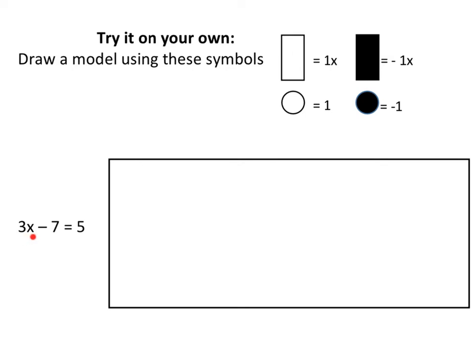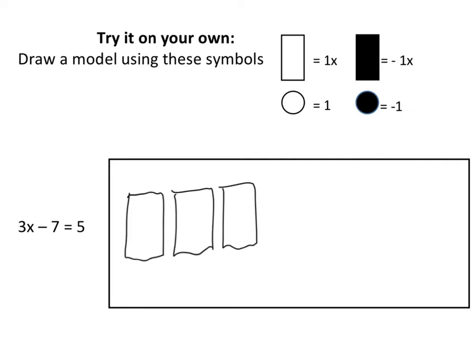Since the first thing in our equation is 3x, we need to find what is a positive x represented by in our key. So we look at the top, and that is a non-shaded rectangle. So now we need to draw 3 non-shaded rectangles. Try to draw small so all of our shapes will fit.